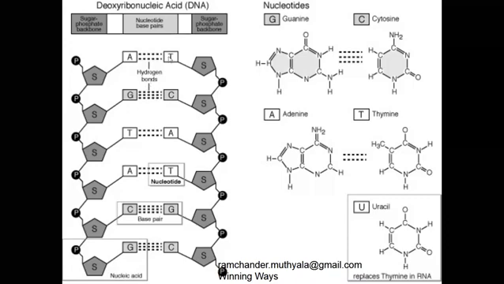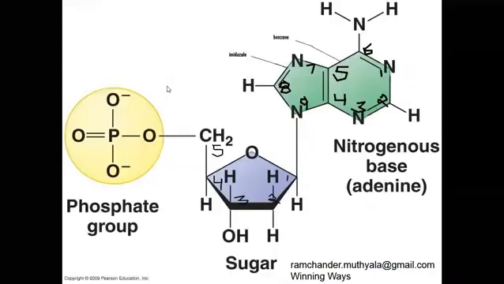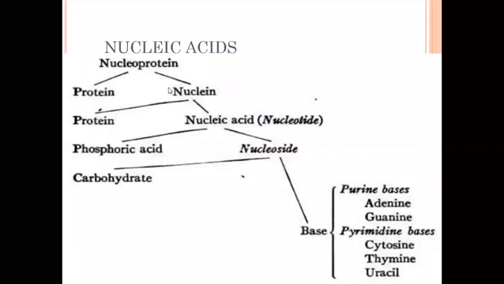If we come to RNA, in RNA thymine is absent. The thymine is replaced with the pyrimidine uracil. So this is the chemical composition of nucleic acids. See, children, it is important for the essay question.